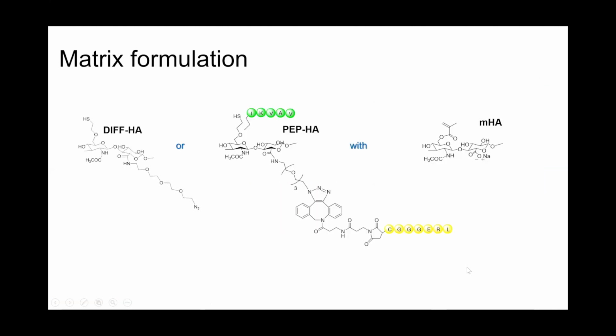So for the rest of this talk moving forward, this is going to be the language we're using. DIF-HA is just the bare reactive moieties on the hyaluronic acid. PEP-HA is our hyaluronic acid with the IKVAV and the LRE signaling tethered to it through covalent bonds. Now to make a 3D structure, we're reacting both of these with methacrylated hyaluronic acid.